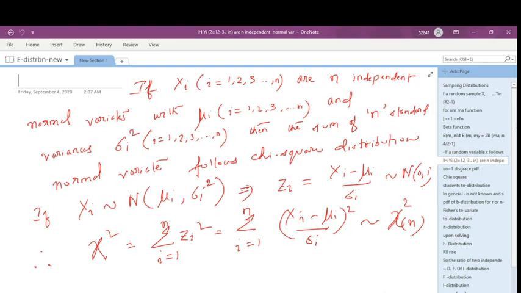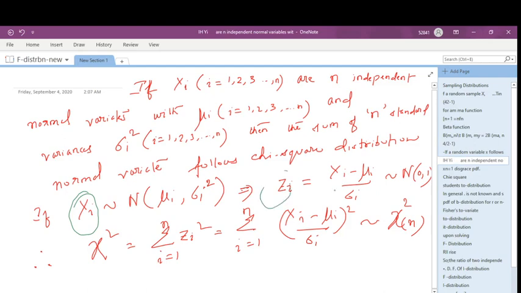So if xi are n independent normal variates with mu i, so we have now n independent normal variates with n respective mu's and variances, also n variances, then the sum of n standard normal variates follows a chi-square distribution. So this is what it means. If xi follows a distribution with mu i, sigma i square, then zi is equal to xi minus mu i by sigma i.